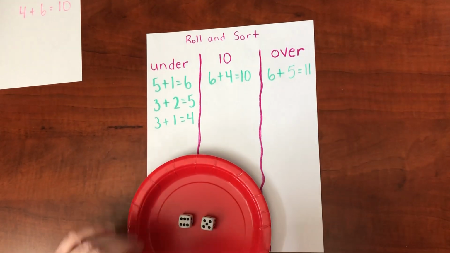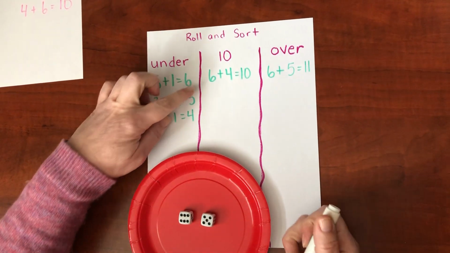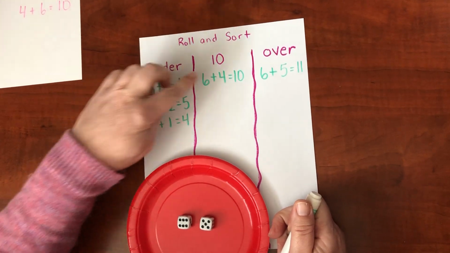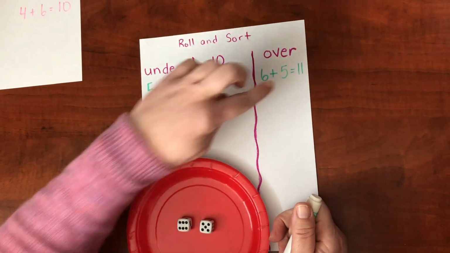So just kind of a fun way to sort my facts, realizing which ones are under, which ones are at the friendly number 10, and which ones are over.